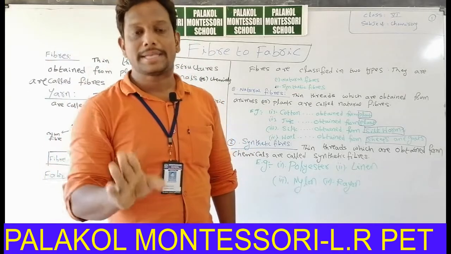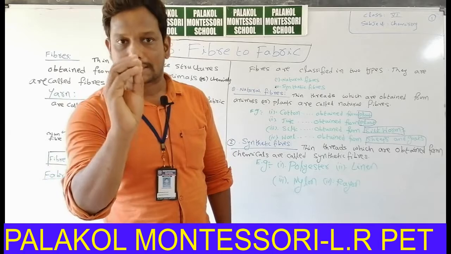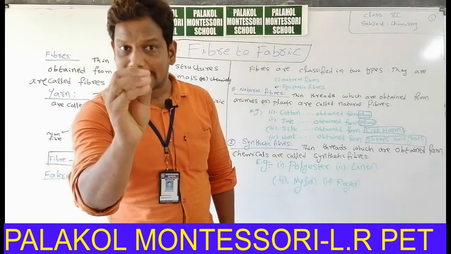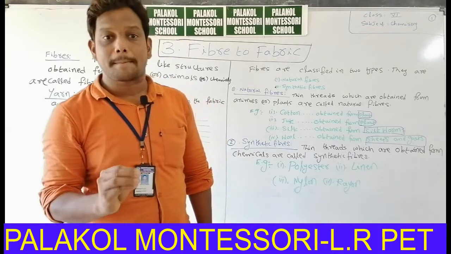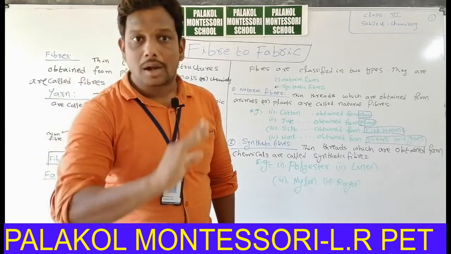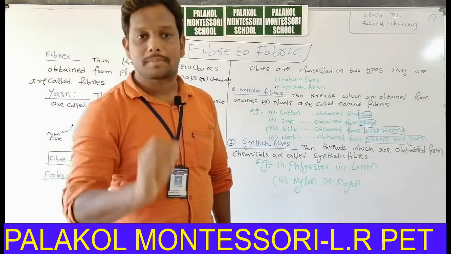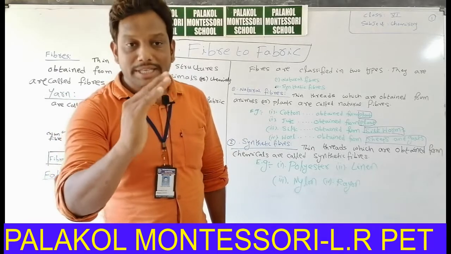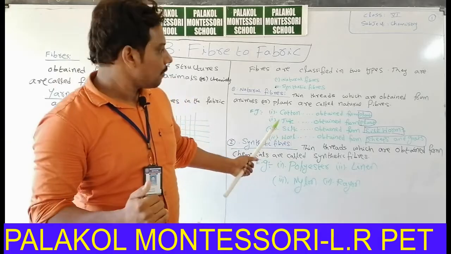Fibers obtained from nature are called natural fibers. Simply, thin thread like structures obtained from nature. Nature is nothing but plants and animals. Thin thread like structures obtained from plants or animals are called natural fibers. If a fiber is obtained from a plant, immediately we will call it a natural fiber. A fiber which is obtained from an animal, we will call it also a natural fiber.